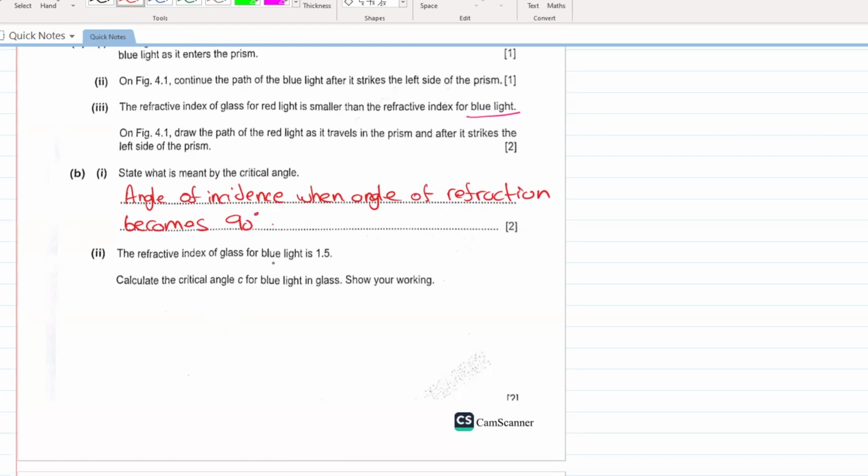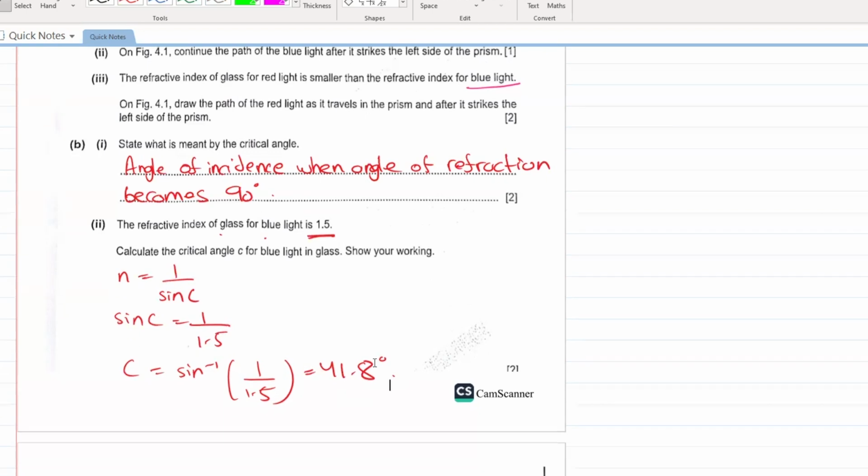The refractive index of glass for blue light is this. You have to calculate the critical angle. Very easy. n is equal to 1 upon sine C. Sine C is equal to 1 over 1.5. C is equal to what? Sine inverse 1 over 1.5. This comes out to be 41.8 degrees, which is your critical angle.